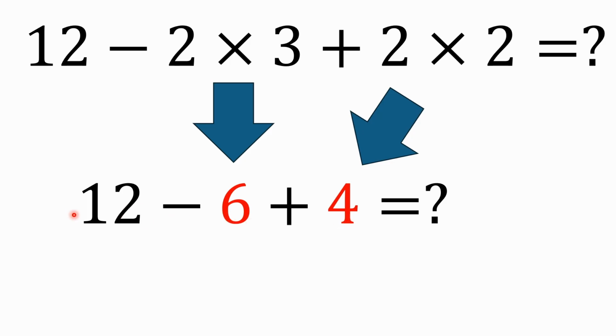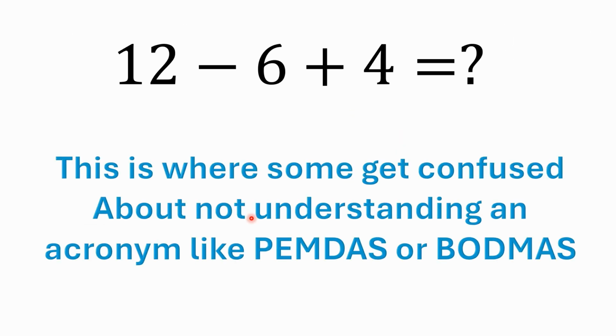And I know a lot of people are thinking, well, gee, that's really simple. 12 minus 6 is 6. 6 plus 4 is 10. Believe it or not, there's a lot of people who think this results in 2, and we're going to get into that and why people think that. All right. And again, I touched on this a bit before. All right, so this is where a lot of people get confused about not understanding an acronym like PEMDAS or BODMAS.